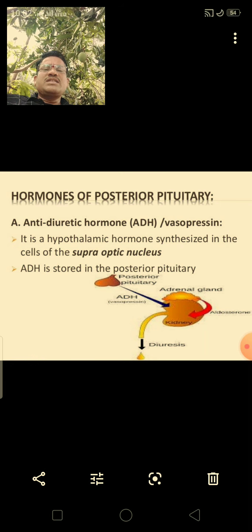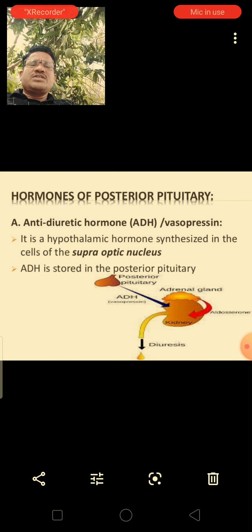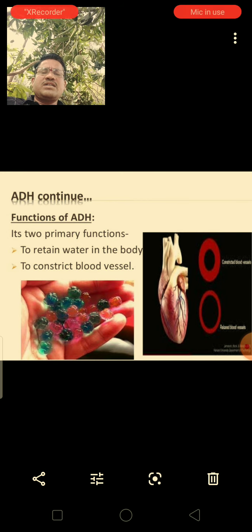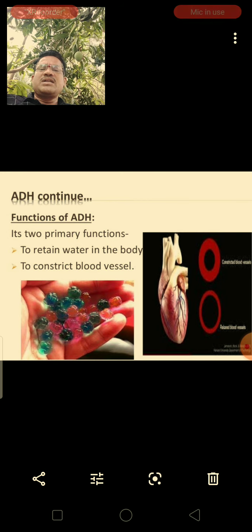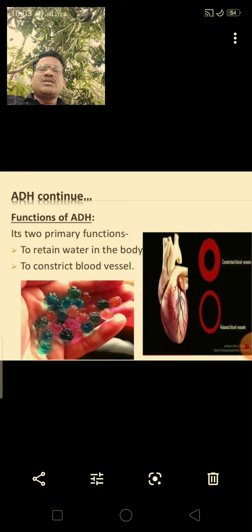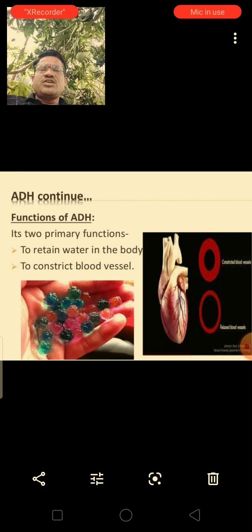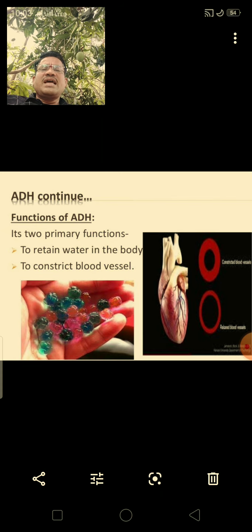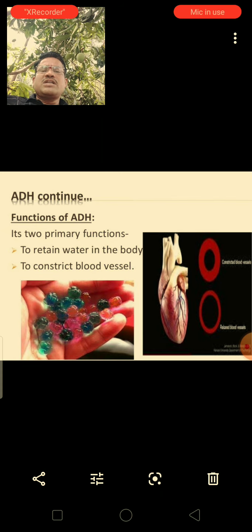So, what are the functions of ADH? Generally, it has two primary functions. What are the two primary functions? First one, to retain water in the body or storage of water in the body for biological activities. Next one, to constrict blood vessels. These are the two functions of antidiuretic hormone or vasopressin.